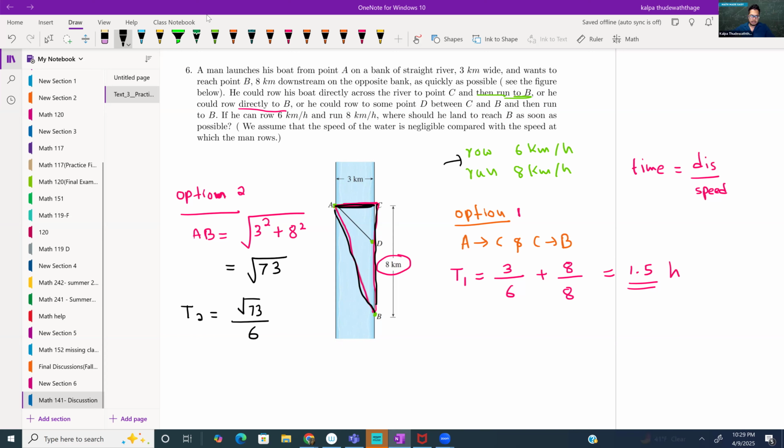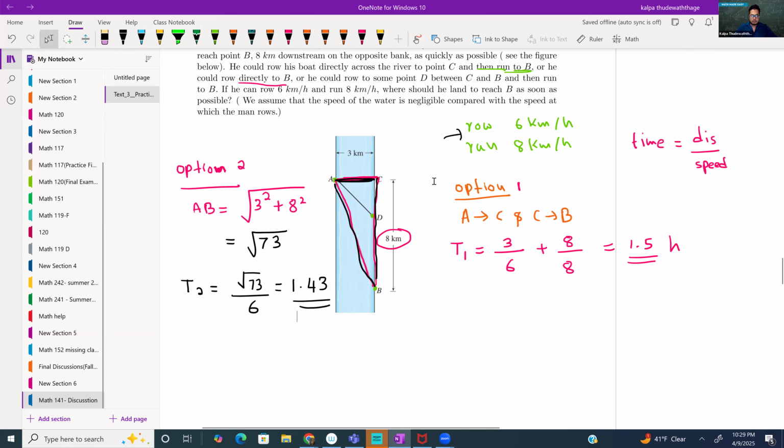The square root of 73, I can quickly check that for you. I need the number to find out what is the minimum time taken. The square root of 73 will be 8.55 approximately. And if I divide by 6, I will get 1.43. So it's less than the first option.